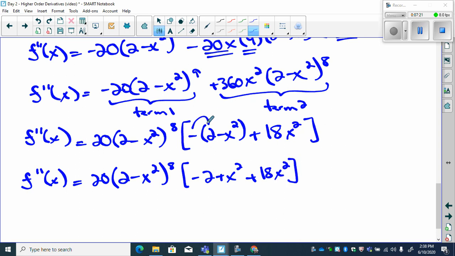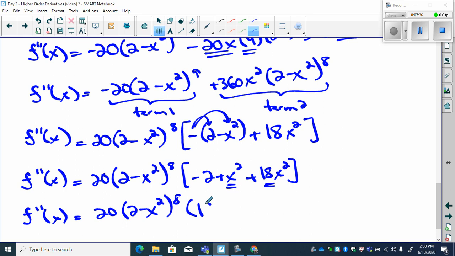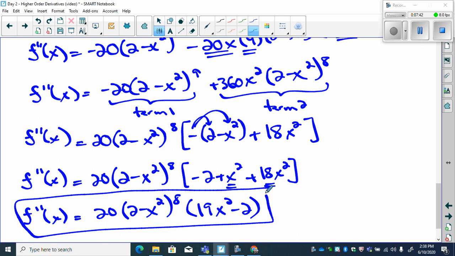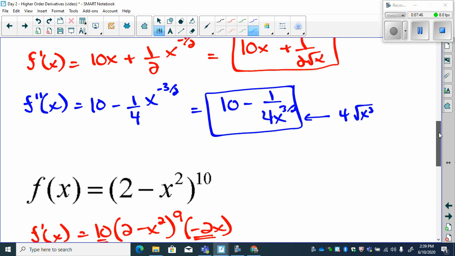So I distributed the negative through both of these. And I end up with f double prime x equal to 20 times 2 minus x squared to the 8th, times, and then this one would be x squared and 18x squared, 19x squared minus 2. There it is. Some examples of how to find the first and second derivative.